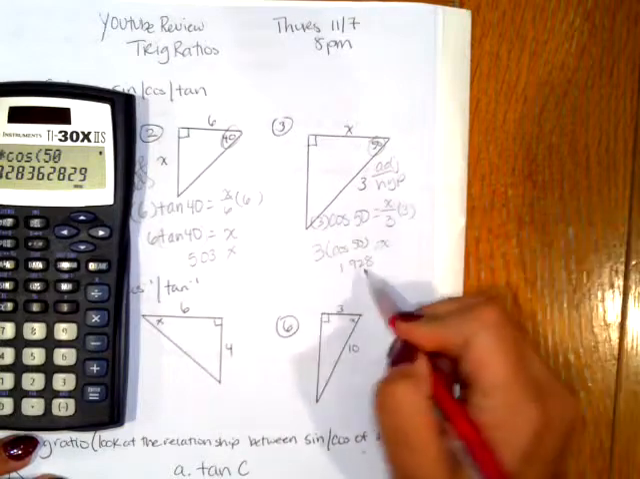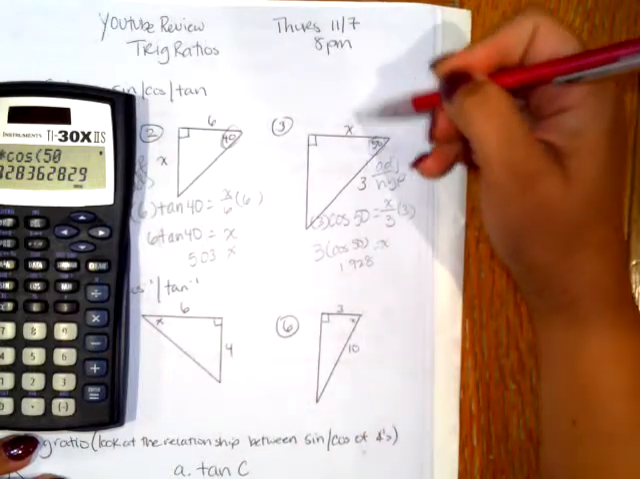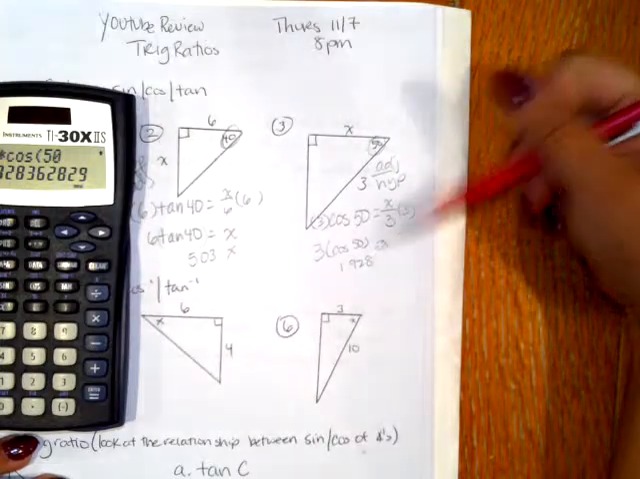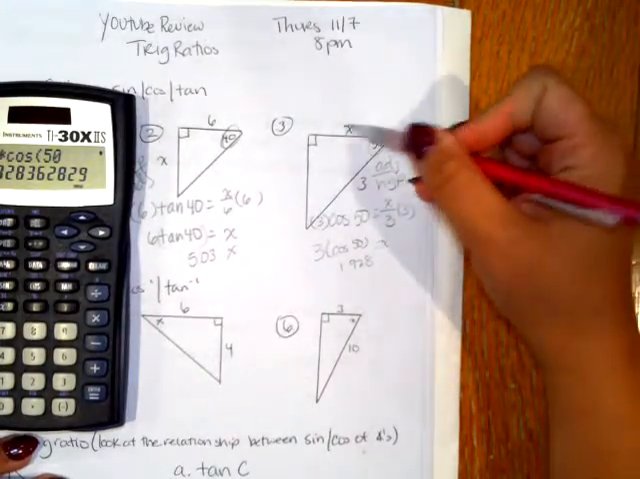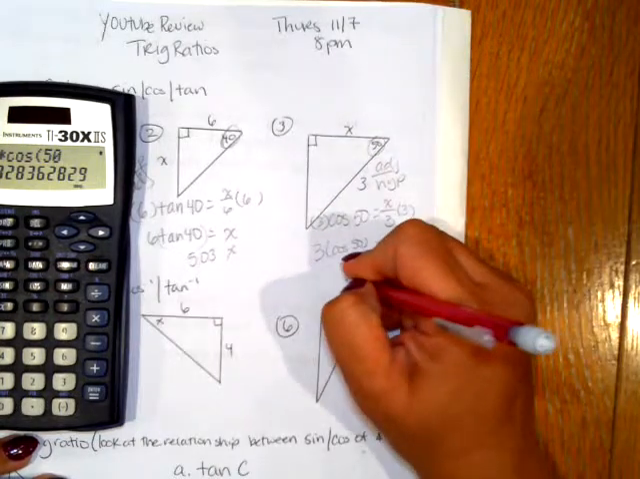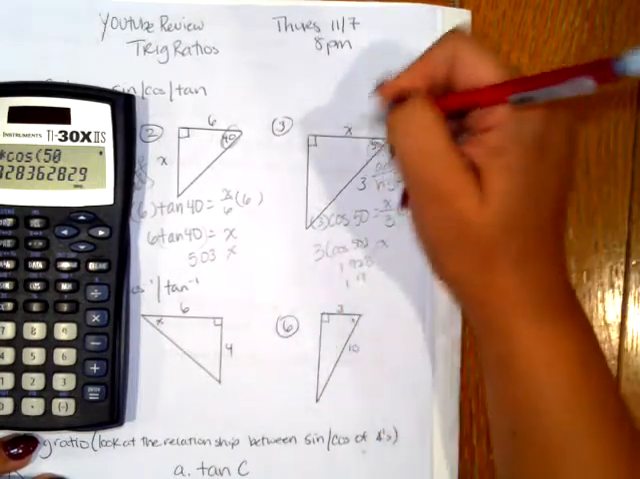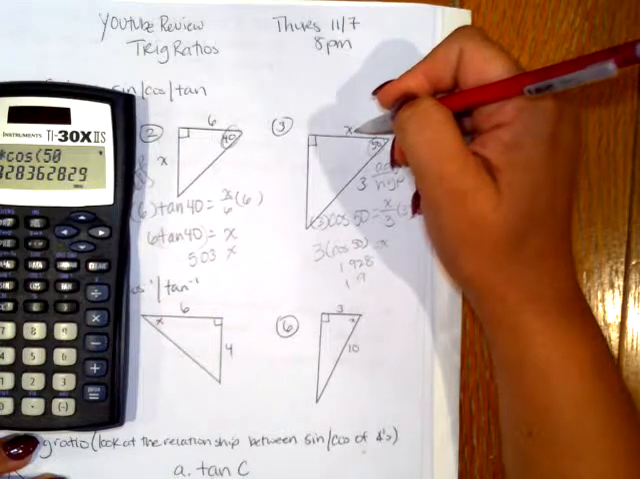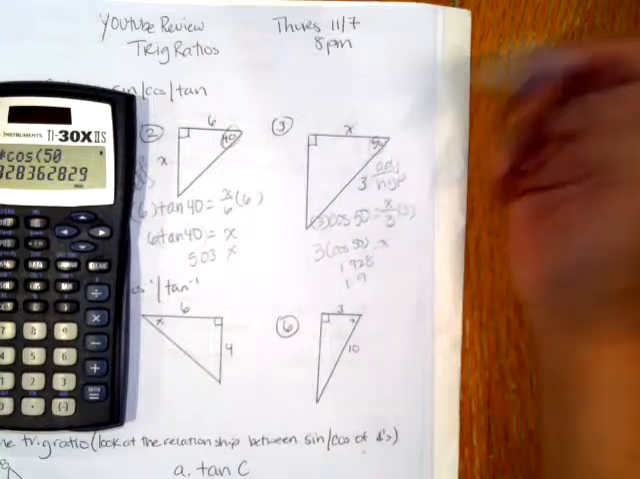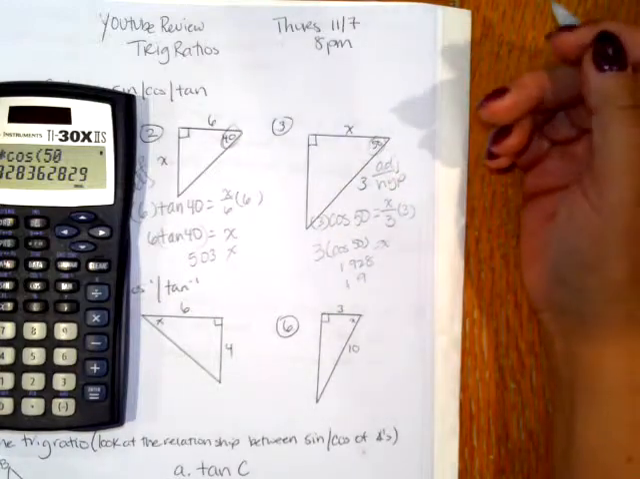All right. You can always try to look at your answers and see what makes sense. For this one, your hypotenuse is 3, so you know your legs have to be smaller. So 1.928, if you had 1.9 or 2, that's a realistic answer. Think of your hypotenuse always being the longest. Make sure your legs are shorter. That's a way you can check to see if your math is okay.